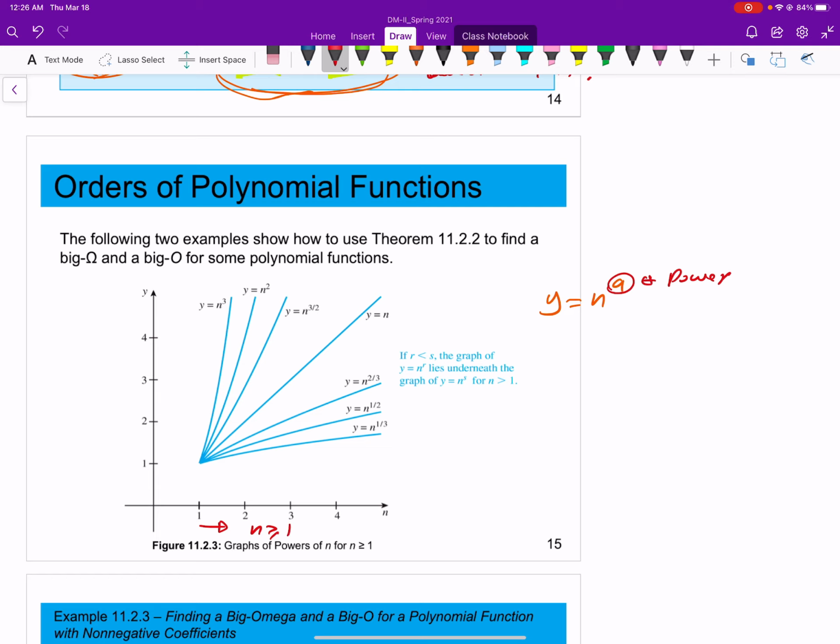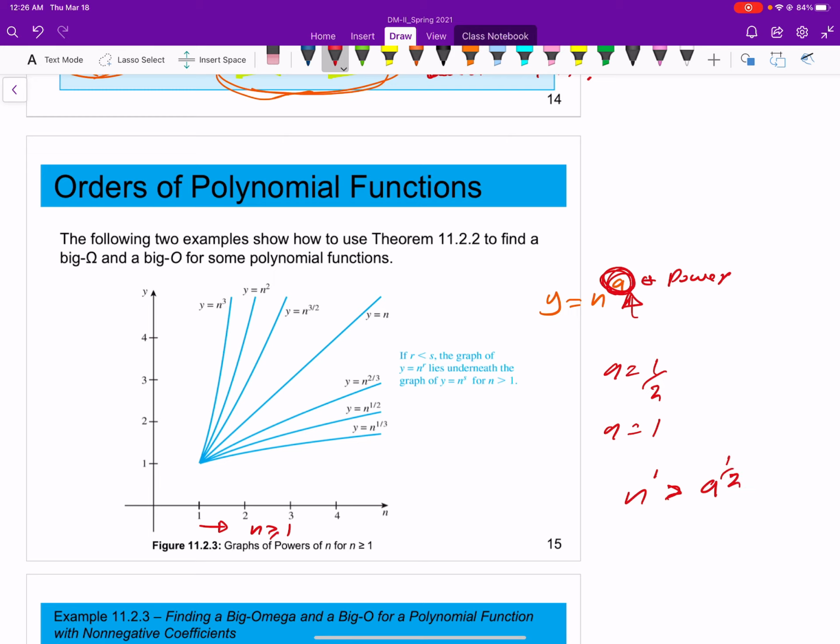When n is greater than or equal to 1, when the power increases, the graph increases. That means something like this. Let's say that you have two a values, where one a value is less than the other. Let's say a equals half and a equals 1. Then n to the power 1 is always bigger than n to the power half.